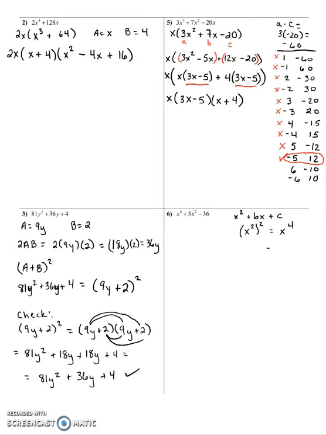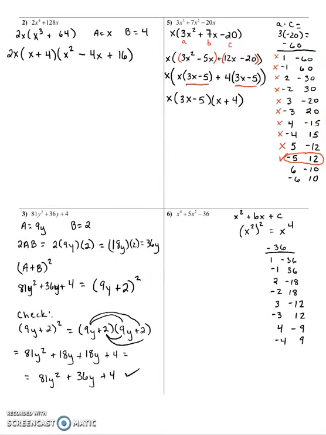So we need everything that multiplies to give us negative 36, and we need to find the two factors that add to give us plus 5. So we have 1 and negative 36, negative 1 and 36, 2 and negative 18, negative 2, positive 18, 3 and negative 12, negative 3, positive 12, 4 and negative 9, negative 4, 9.